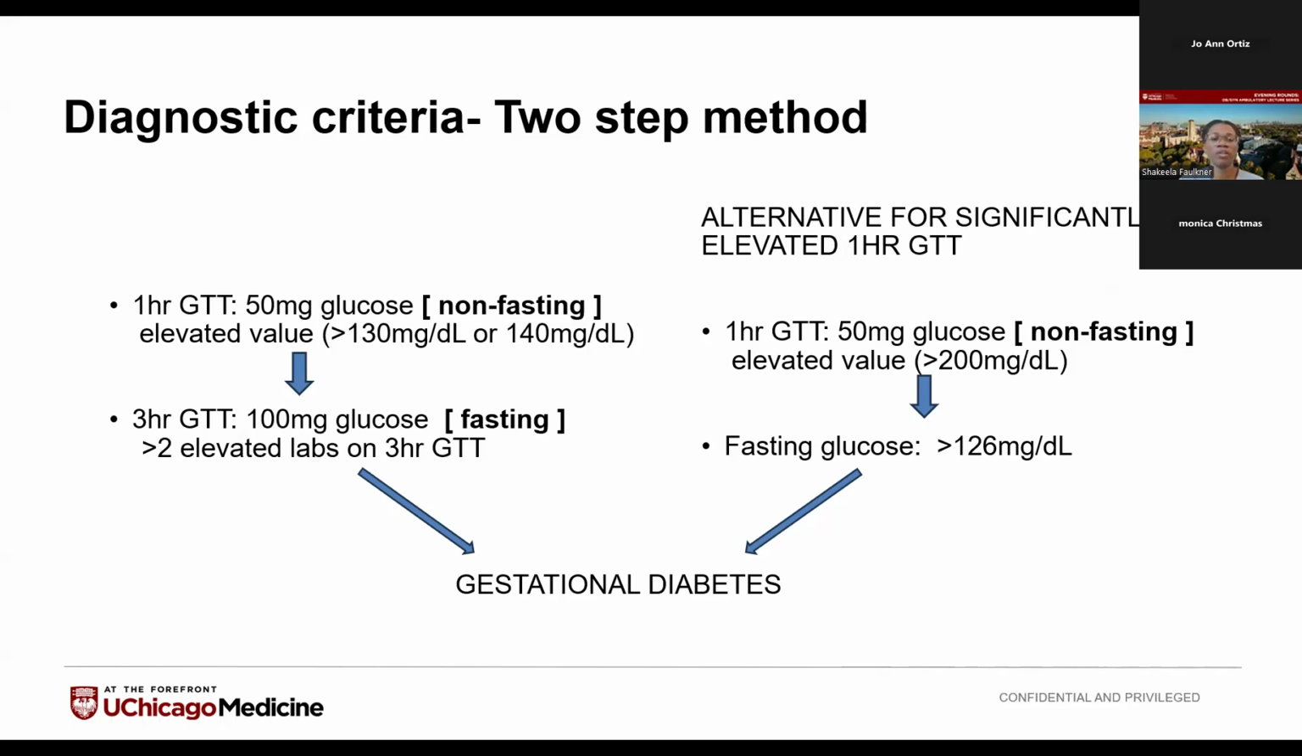If that value is elevated, then the recommendation is to proceed on to a 3-hour glucose tolerance test, which is done fasting. And then it is a 100 gram glucose load. If there are 2 elevated labs within that 3-hour test, then that would be considered diagnostic for gestational diabetes. An alternative, if their 1-hour glucose tolerance test has a significantly elevated glucose, meaning that it's over 200, you can get a fasting glucose, and if it's over 126, which is part of the criteria to diagnose type 2 diabetes, you can fairly reliably say that that patient meets criteria for gestational diabetes.